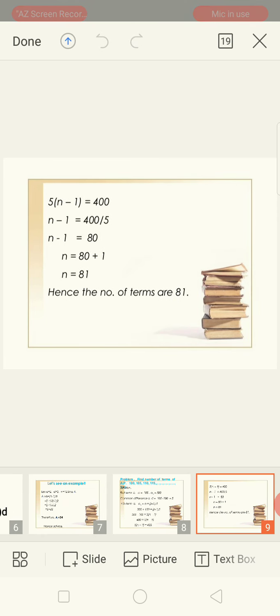N minus 1 is equal to 400 divided by 5. N minus 1 is equal to 80. N is equal to 80 plus 1. N is equal to 81. Hence the number of terms is 81.